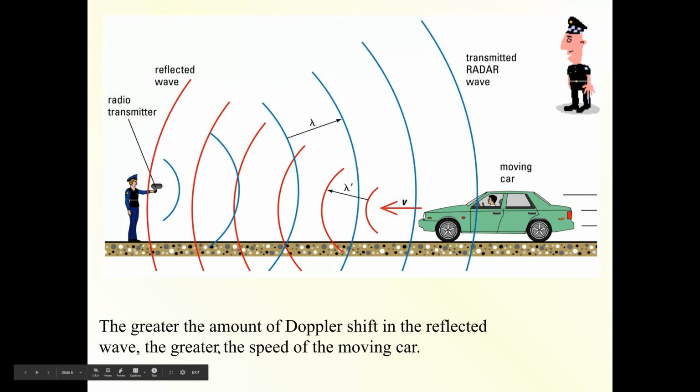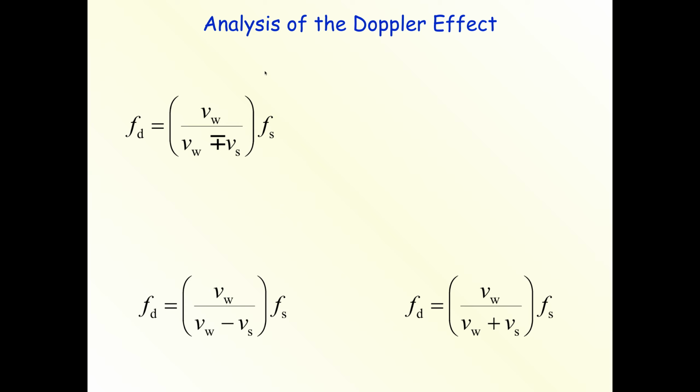Okay, so the greater the Doppler shift in the reflection of the wave, the greater the speed the car is moving. Okay, and so this is how radar guns work for police. They send out a radio signal at a certain wavelength, and then the car reflects it at a different one. Okay, analysis of the Doppler effect.